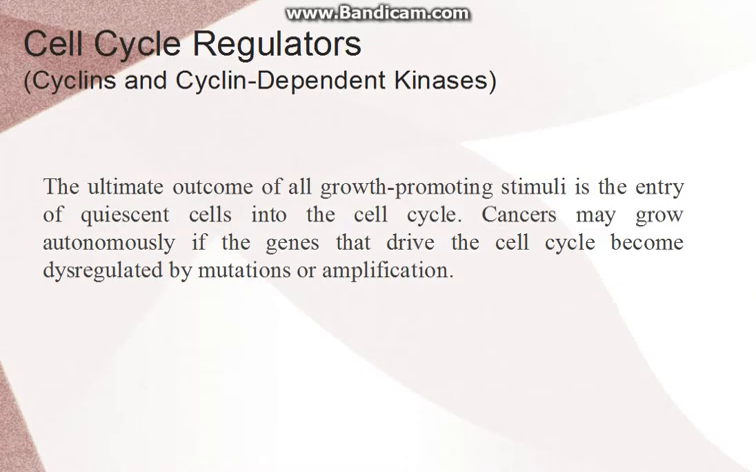Now going to the last oncogene, that is cell cycle regulators, that are cyclins and cyclin dependent kinases. We know that the ultimate outcome of all growth promoting stimuli is the entry of the quiescent cells into the cell cycle. They want the cell to divide. And in cancers, these cell cycle regulatory genes can be dysregulated by mutations or amplification so that the cancer cell may grow autonomously.